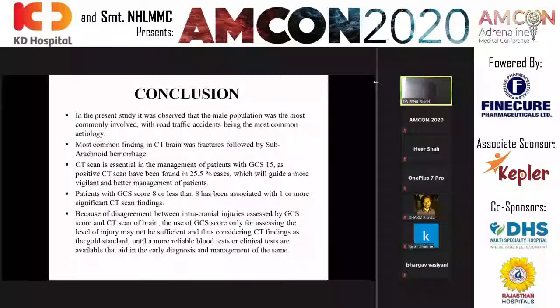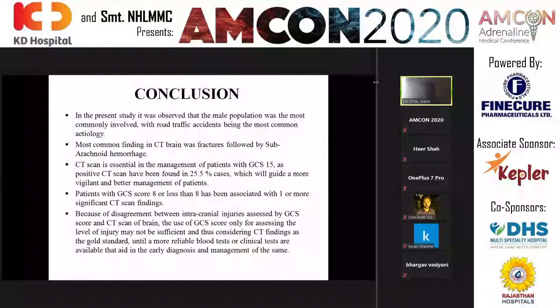Most commonly involved with road traffic accident being the most common etiology. The most common finding in CT brain was fracture followed by SAH. CT scan is essential in the management of patients with GCS 15, as a positive CT scan finding has been found in 25.5% of cases, which will guide a more vigilant and better management of patients. Patients with GCS score 8 or less have been associated with one or more significant CT scan findings.